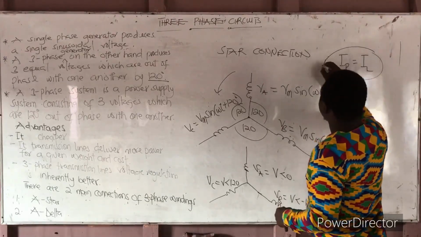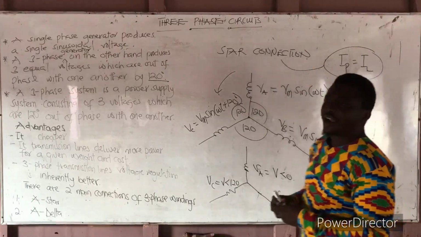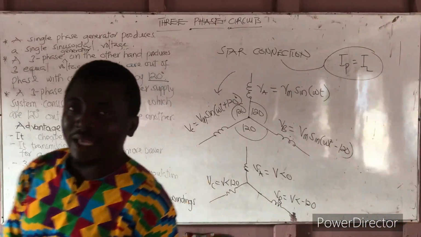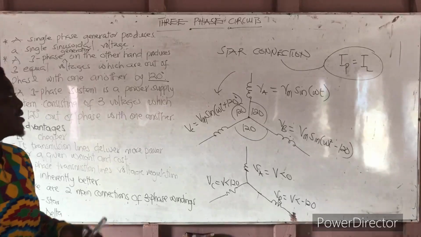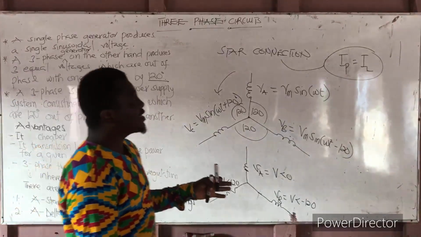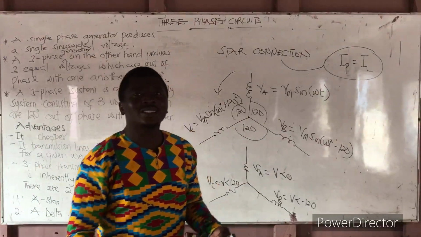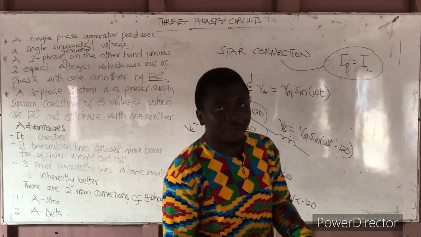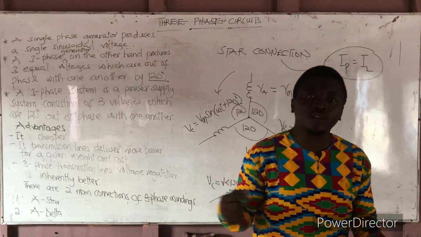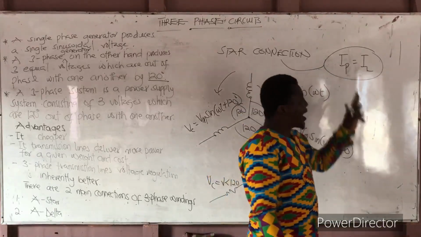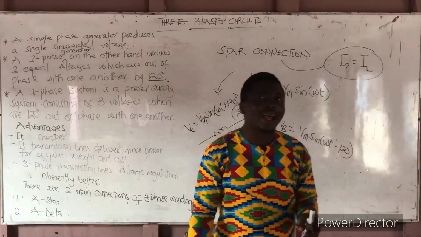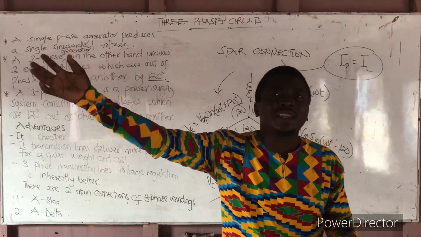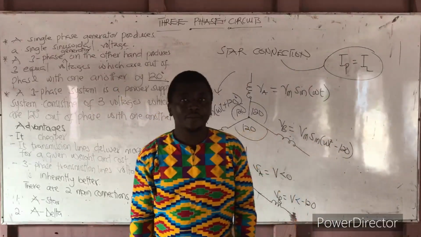Under star connection, the phase current and the line current are the same. Somebody may ask, what is phase current? Phase current is just the current that goes through a particular winding or a particular impedance or a particular load. That is phase current. But line current is the current that is coming directly from the supply.